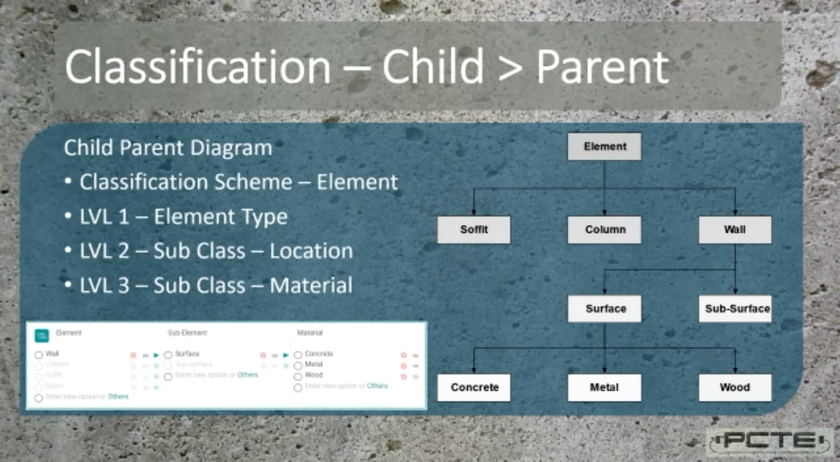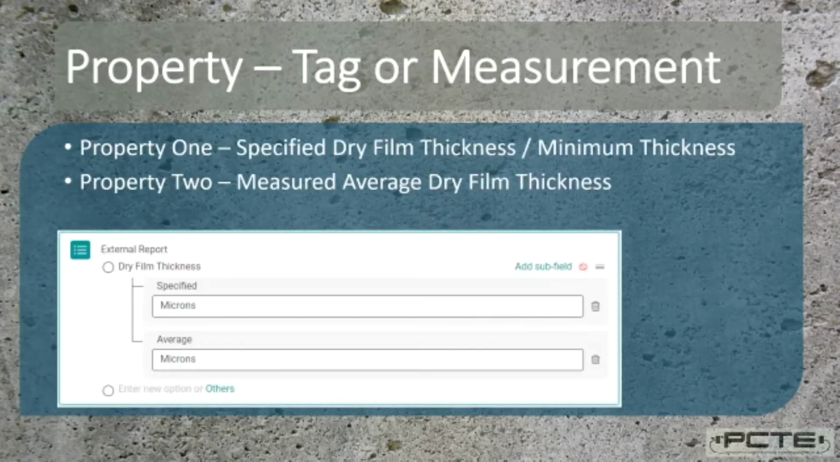Similarly, now let's look at a property instead, where we have some data for dry film thickness measurements. This would be a measurement of the thickness of a coating on a material. And we're capturing specified dry film thickness as the first property. So that's what's expected to be there. And a measured average dry film thickness. So that's what we've actually got there.